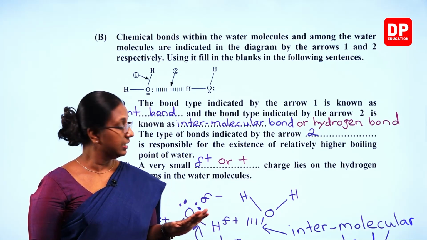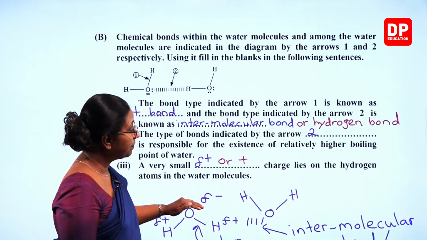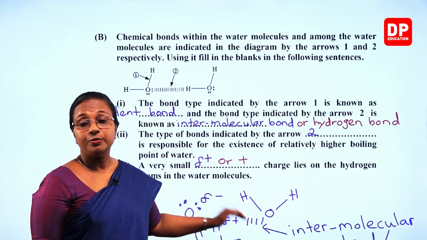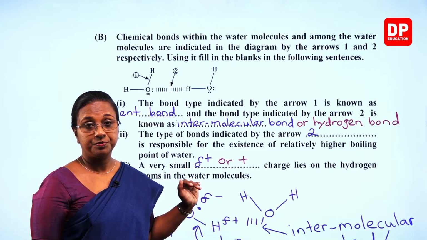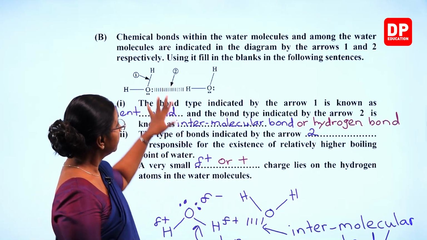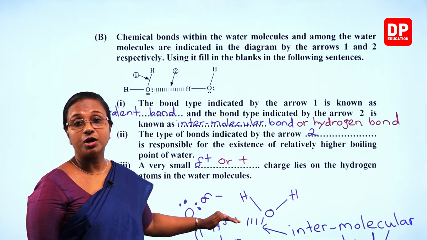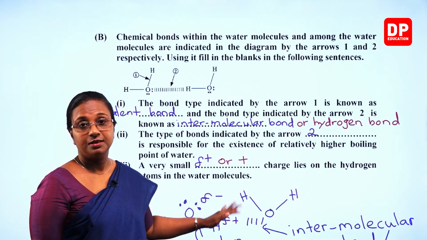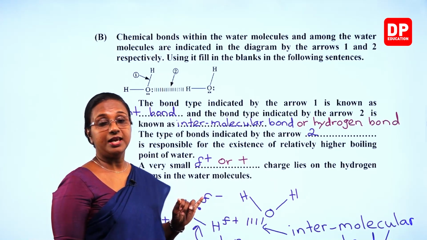Is that clear? So with that, students, we have completed the third question of part A. Now I am going to move on to the fourth question. As you all know, this whole question is out of 15 marks. With that, I'll move on to the next question.